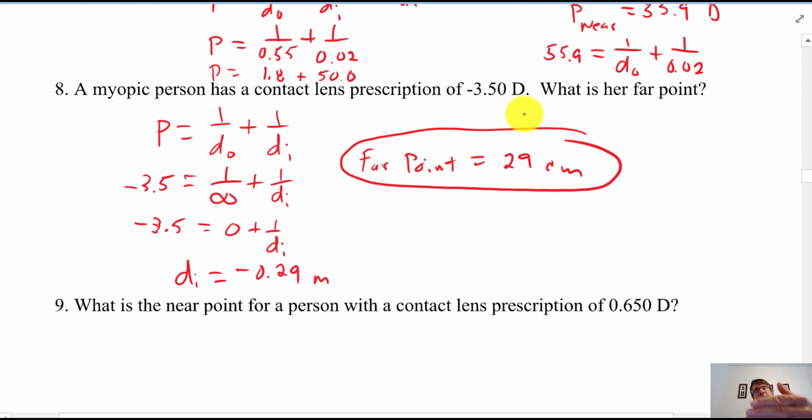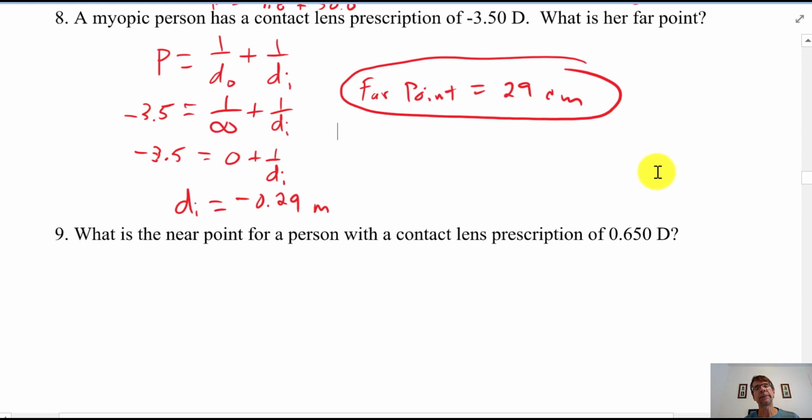That's 29 centimeters in front of the lens, which is in front of your face. That's your far point. In other words, anything beyond that you cannot see clearly if you have that particular prescription. Anything closer than that, theoretically, you can still see clearly because you're nearsighted.